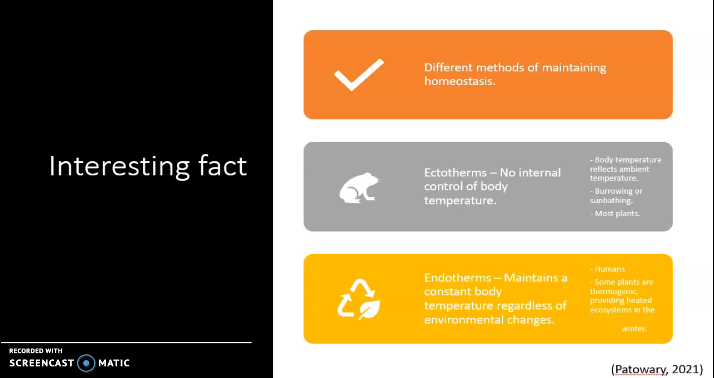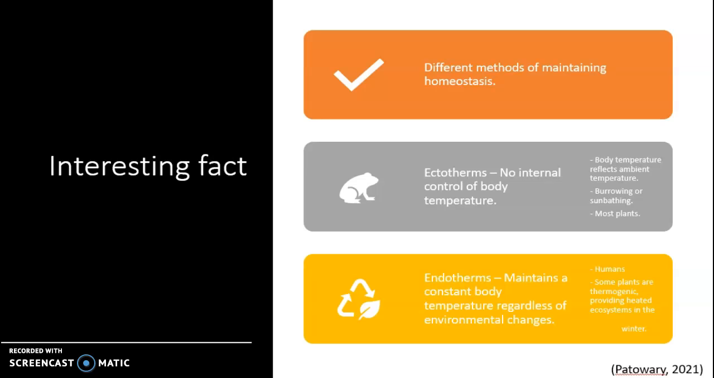So some interesting facts. There are different methods of maintaining homeostasis within the animal kingdom. You have ectotherms, which have no internal control of body temperature. Their body temperature reflects the ambient temperature, so it is based on the temperature of the outside. The way they help control that, if it's getting too hot or too cold, is they'll burrow underground or lay out in the sun like reptiles do. And most plants are going to be ectotherms. They don't have any regulation of their own body temperature, so they're at the mercy of the weather outside.